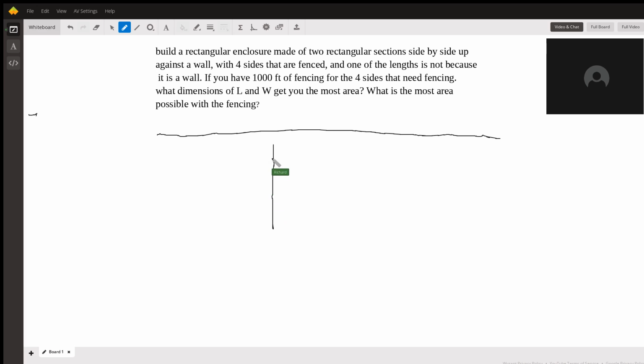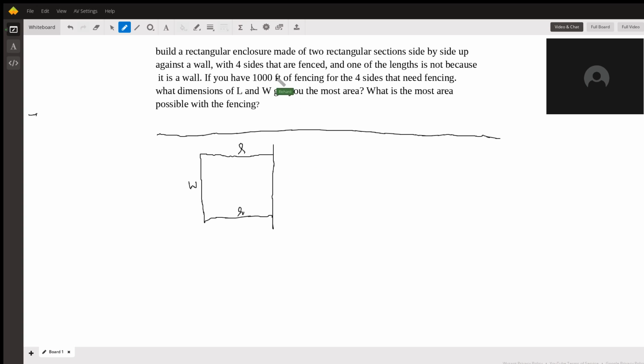So here's your wall. Here's the enclosure. And that's the length of the enclosure, L. And that's the width of the enclosure, W. And this is your wall.